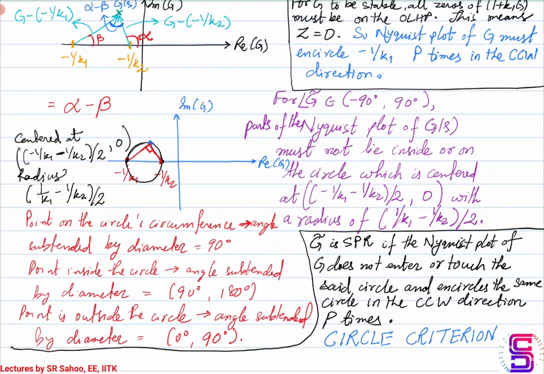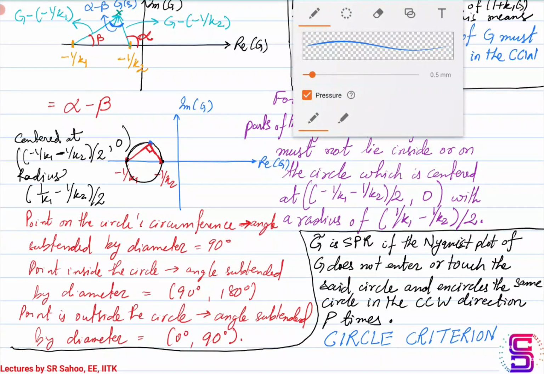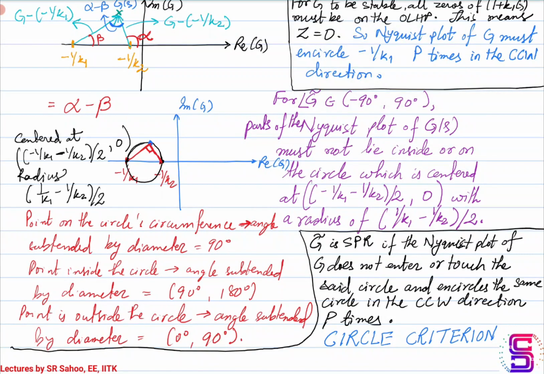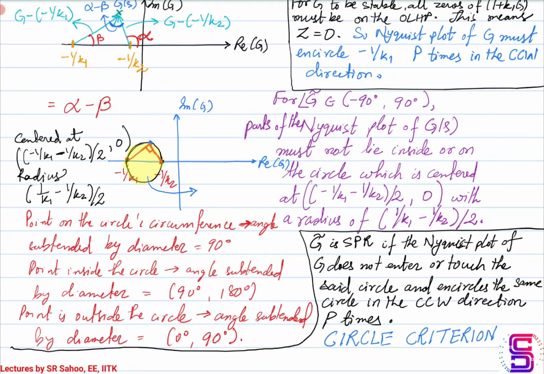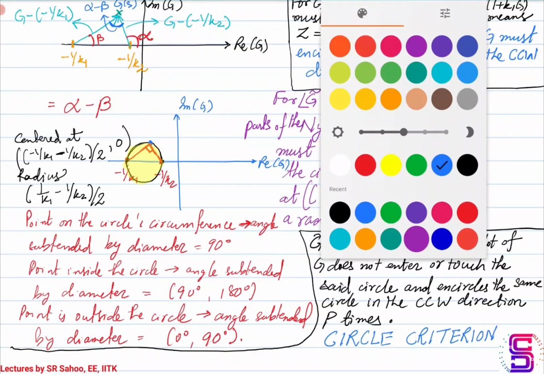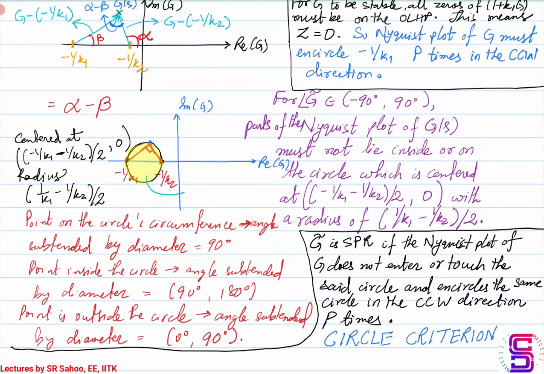Okay, and there is one more thing that I'd like to introduce here before we end this lecture, which is the region inside this circle, since the Nyquist plot is not allowed to enter the circle. The circle along with the region inside the circle, we'll label as the forbidden zone, because the Nyquist plot is not allowed to enter the region. So we'll label this as the forbidden zone.